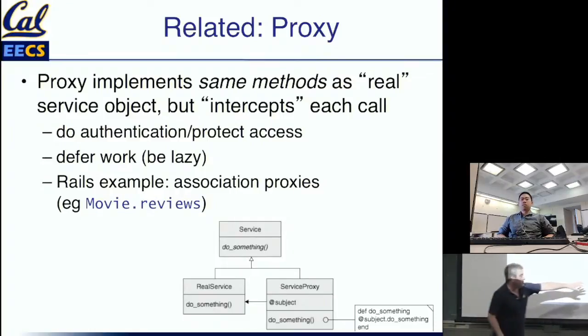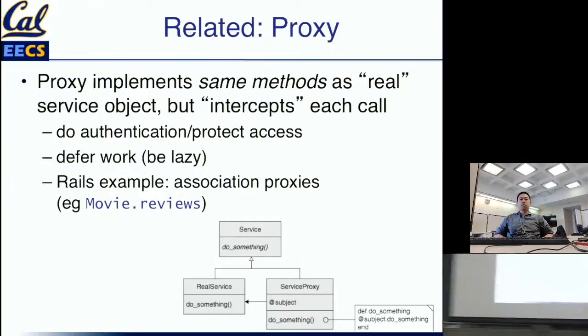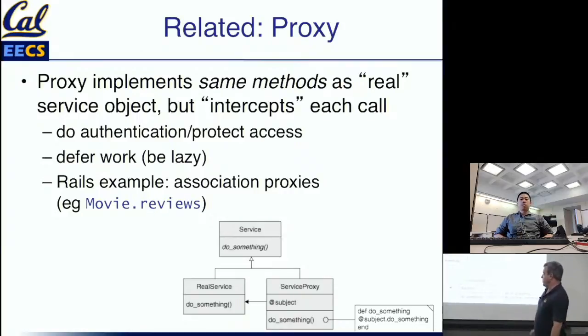But there's nothing about the class diagram here that specifically implies doing deferred work. The class diagram is just meant to say that the service proxy, as opposed to the real service, have exactly the same interface. They can be safely substituted one for the other for the actual service. That's all the diagram is meant to say.